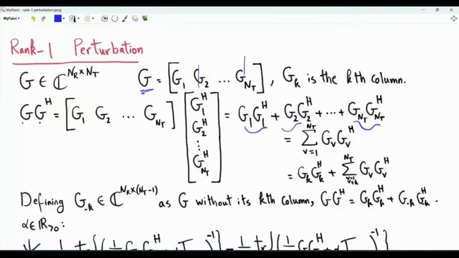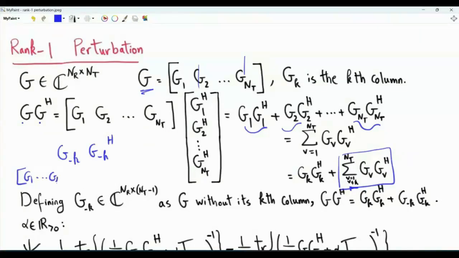We can separate G_k G_k Hermitian, and then the remaining terms will be the sum over v from 1 to NT, v not equal to k, of G_v G_v Hermitian. This summation here is the matrix G_minus_k times G_minus_k Hermitian. G_minus_k is matrix G without its kth column.